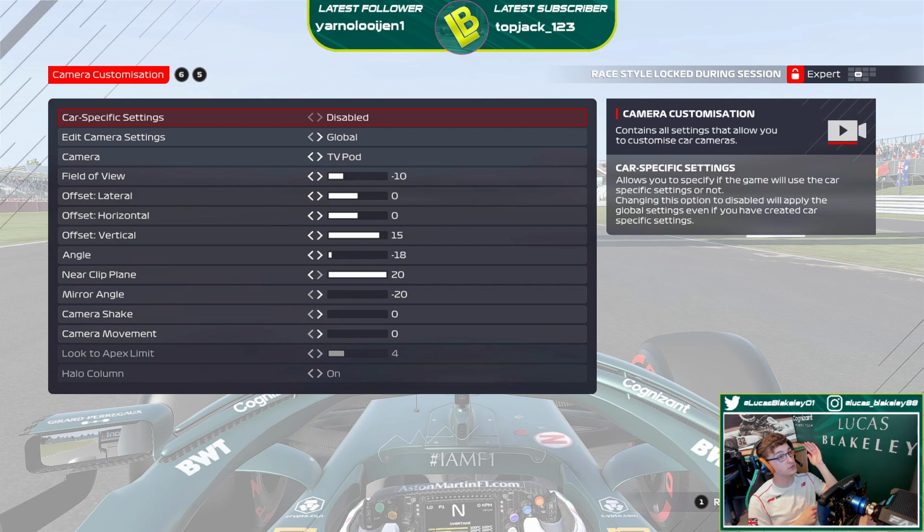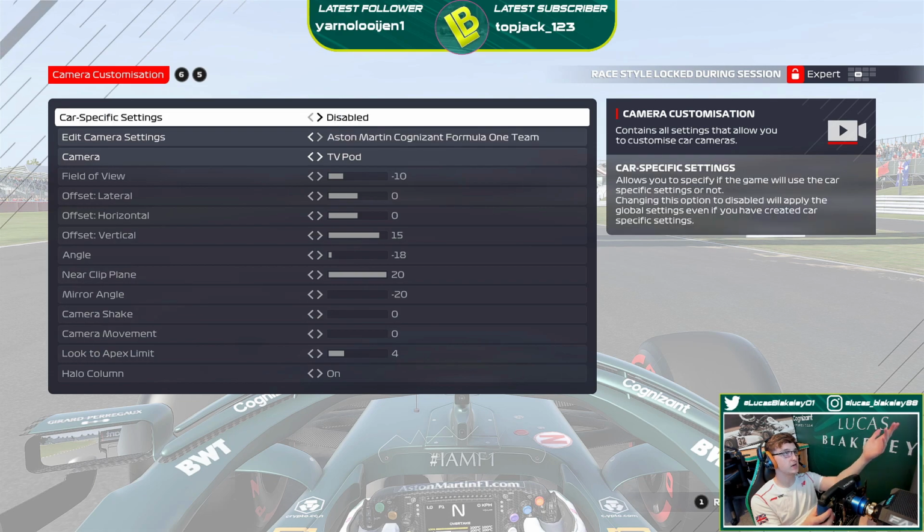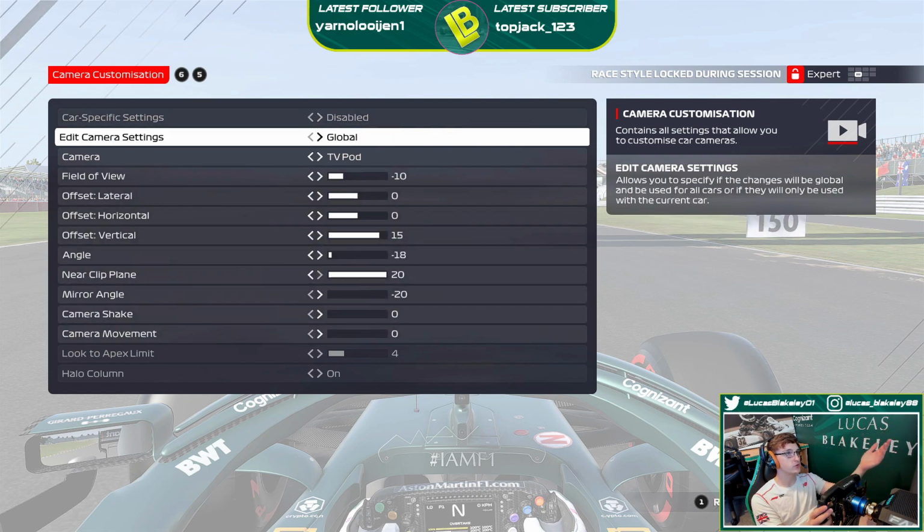So if we look, we don't have car specific settings. I don't have individual settings. Basically, to explain this, this setting allows you to change the camera per car and have different settings for individual cars, which makes sense because all of them have different starting points, if you like. As you can see, you can have car specific settings, you can do it per car. This is what I was on about.